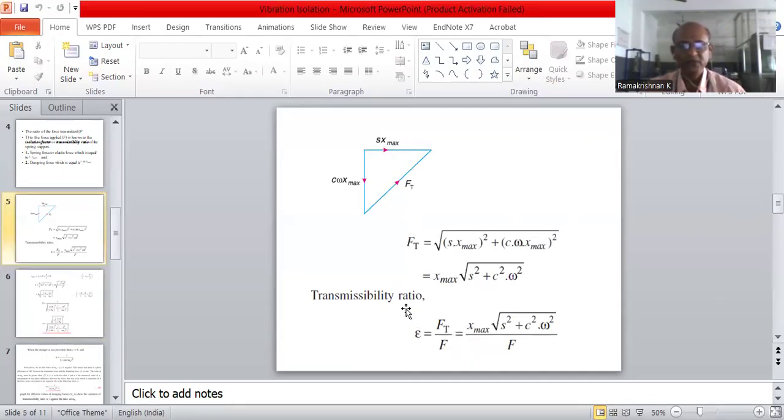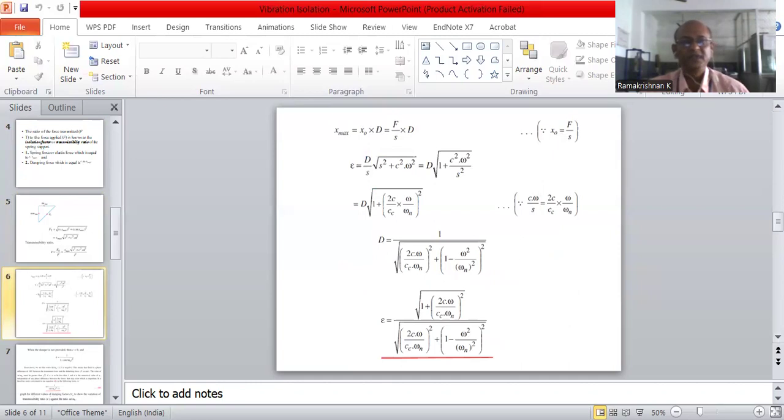Then we know the transmissibility ratio is indicated with the symbol epsilon, equal to Ft by F. Here Ft is X max into the square root of S squared plus C squared omega squared, divided by F. Now, first we simplify the equation. The maximum displacement X max is equal to X0 into D, where D is the magnification factor. Here X0 equals F by S. So substitute F by S into D.